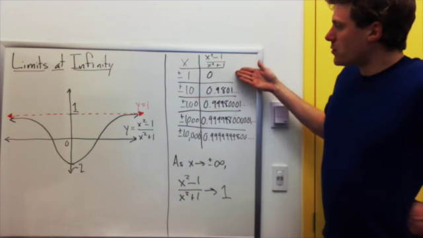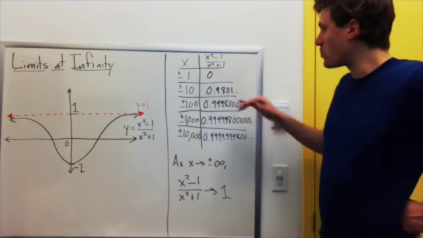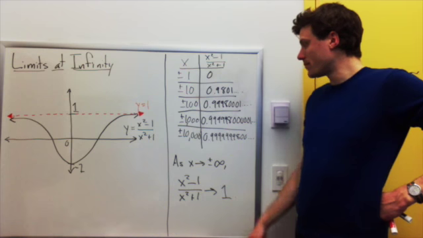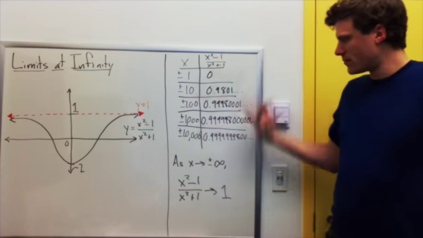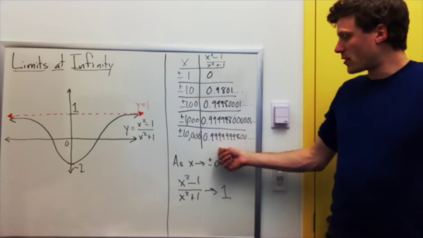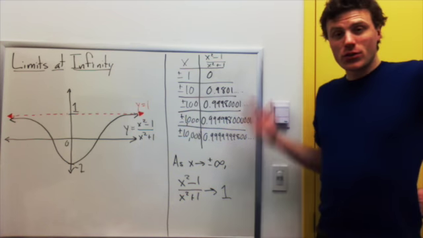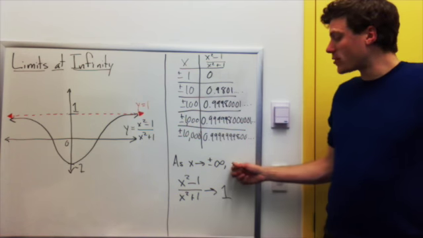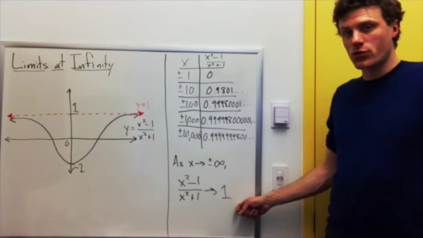The resulting values for the function are 0, 0.98, 0.9801 repeating, 0.999, 0.99999 repeating, and so on. And by the time we get to 10,000, the values are 0.9999999 and so on. So clearly these values look like they're getting closer and closer to 1. This suggests that as x goes towards infinity, or negative infinity, the values of this function approach 1.